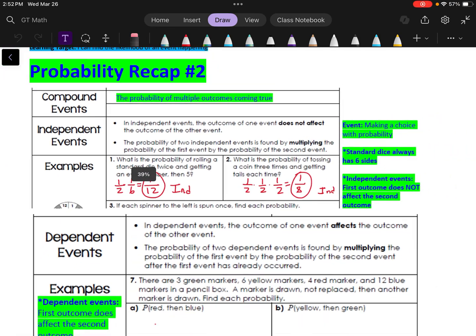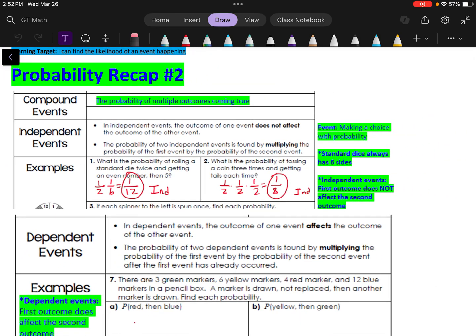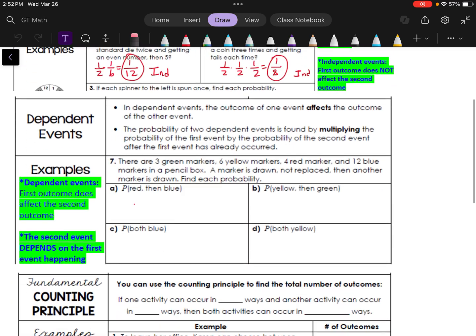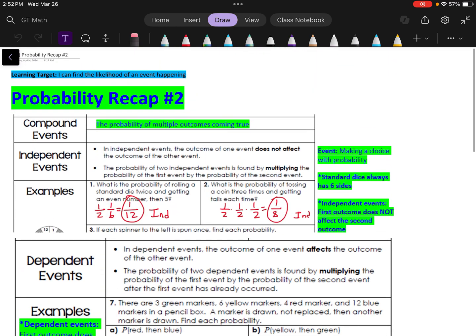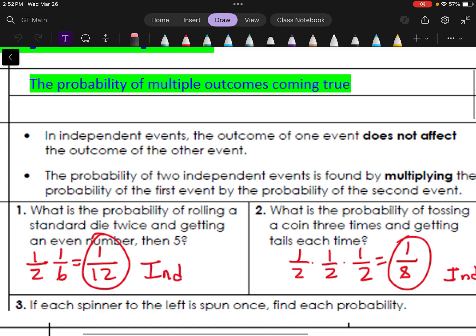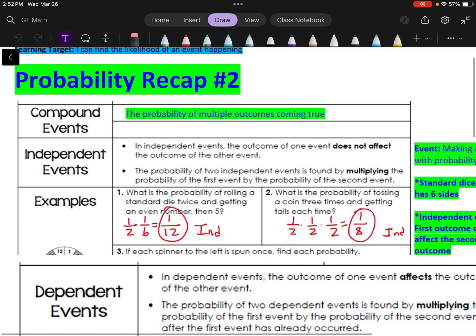Right, so probability recap number 2 is going to go over compound events. Now, compound events is the probability of multiple outcomes coming true. Hence, you're compounding two things or more, 3, 4, however many as you want. Okay, so there are two types of compound probability.